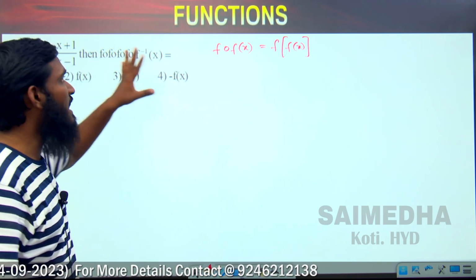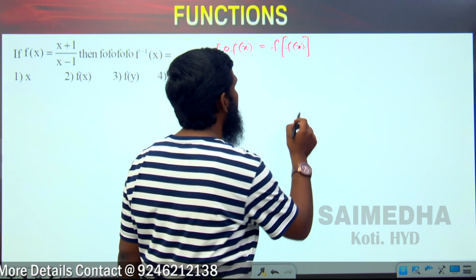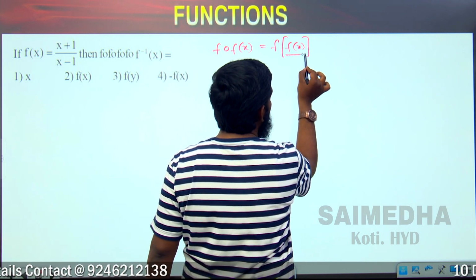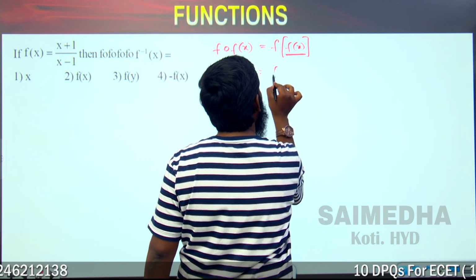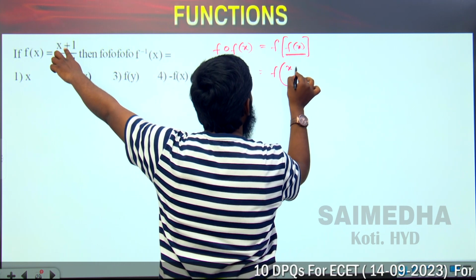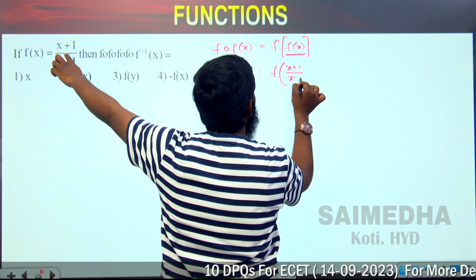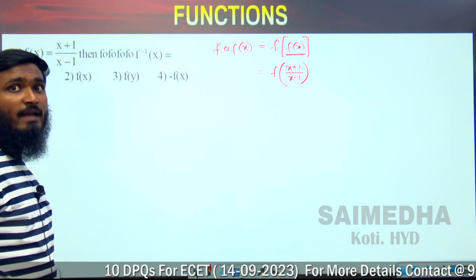Now this question is related to composite functions. Whenever we have composite functions, first we have to simplify the inner part, the inside function. First we have to solve that part. So f we write as it is, and in the place of f of x we write x plus 1 divided by x minus 1.